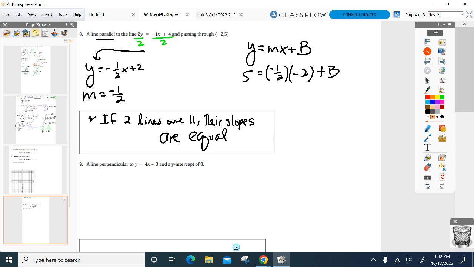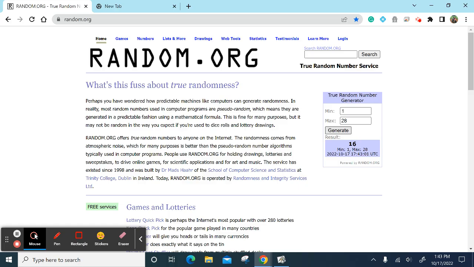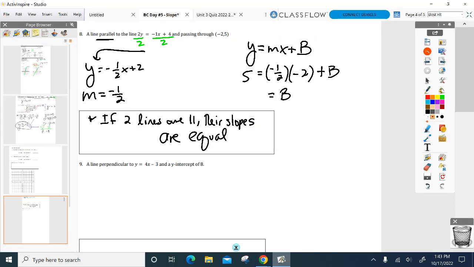Multiply negative 1/2 and negative 2. Move it to the other side. When you're ready, let me know what your b value is here. 16, when you're ready. B value. 4 is correct. Yes. There we go. Now let's put the two together.